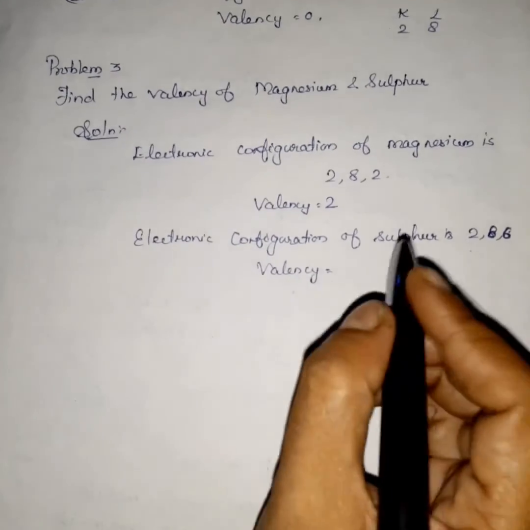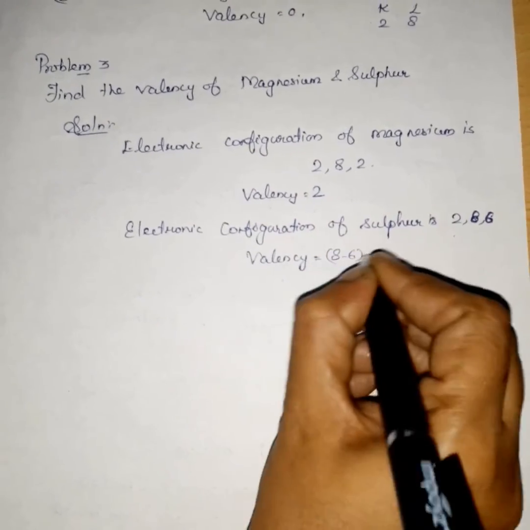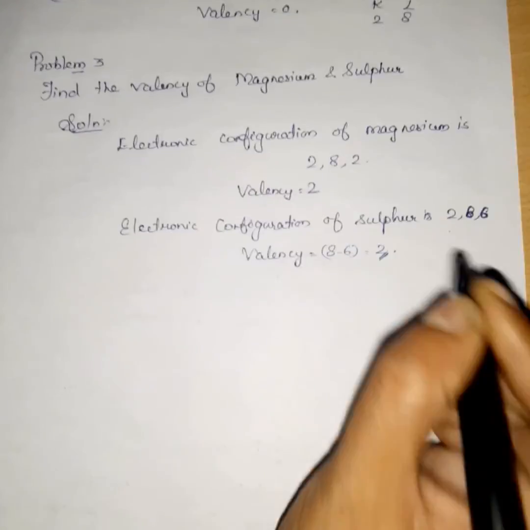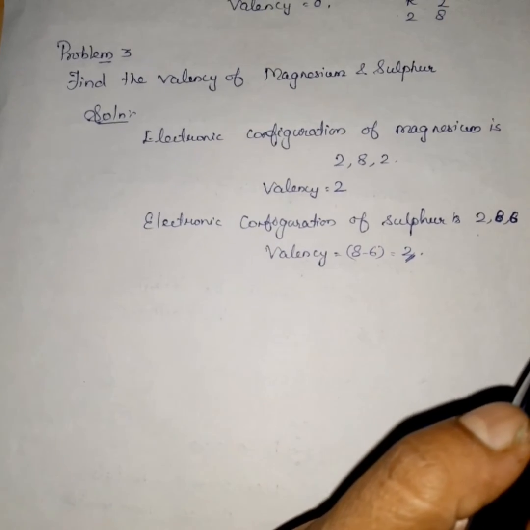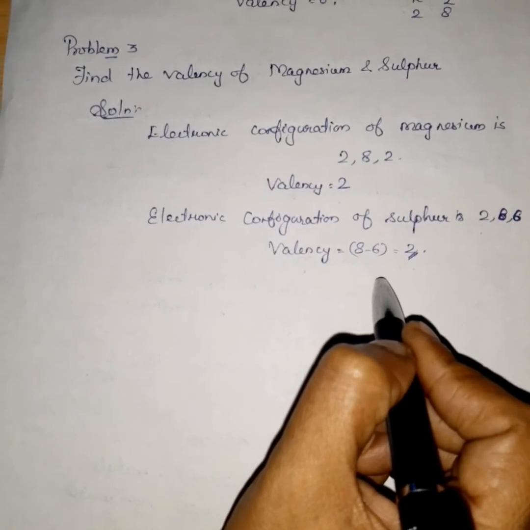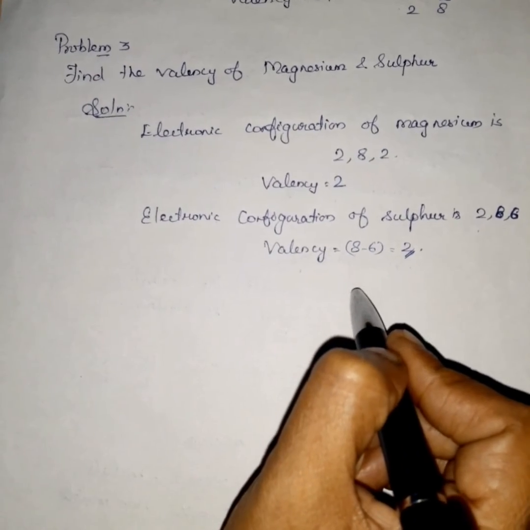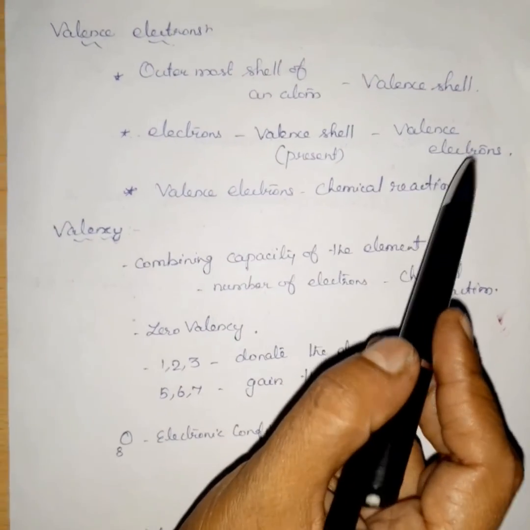The valency is 8 minus 6, equal to 2. Why? If the valence electrons are 6, then 8 minus 6 is equal to 2, so its valency is 2. Do you understand clearly the valence shell and valence electrons?